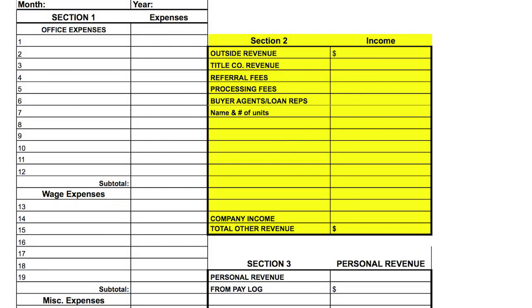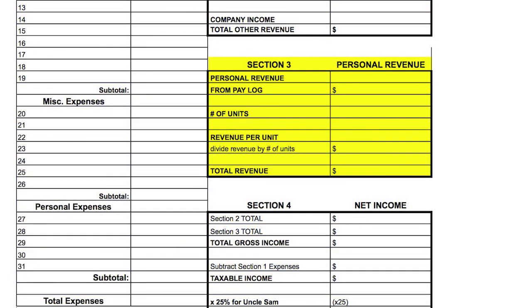Section 2 is what we call outside revenue. So this is any revenue that comes into you outside of your Paylog commission. Some examples of that would be if you have a junior loan rep or a buyer agent and you make a commission off that person. That's considered section 2 outside revenue. If you bring in an application fee or credit card fees that you might charge a client, that would come in as section 2 outside revenue. Some real estate agents, if you refer someone and you collect a referral fee for that, that would also count as section 2 outside revenue.